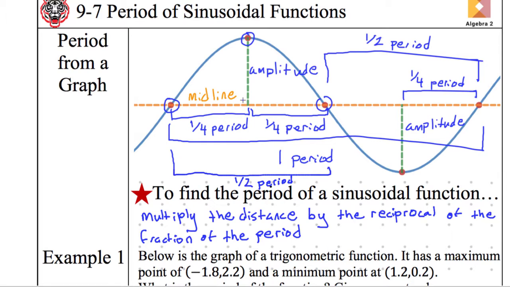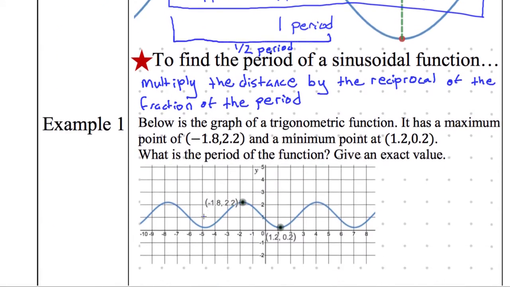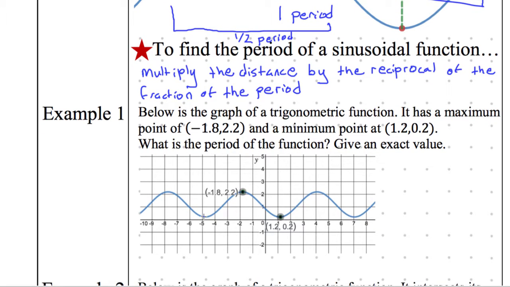We're okay, Rochelle? No? So maybe I can explain it better with an example, because we'll just be using that rule over and over. I'll make sure to explain this as best as I can.